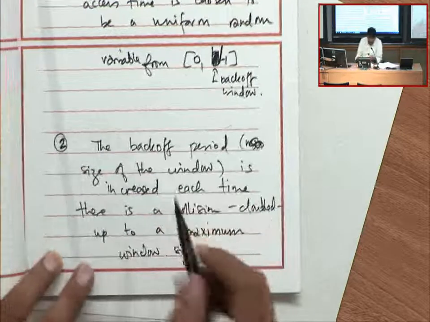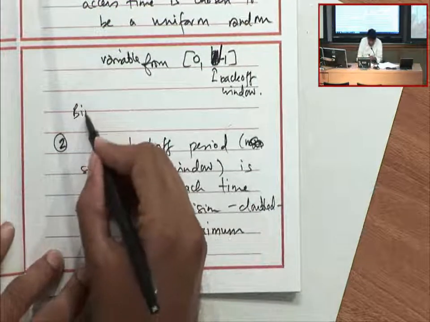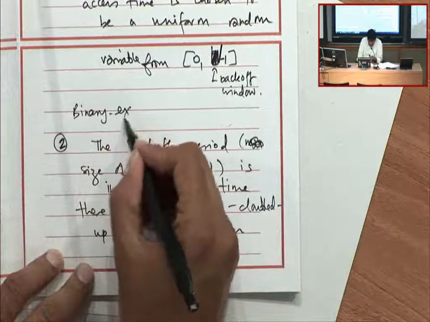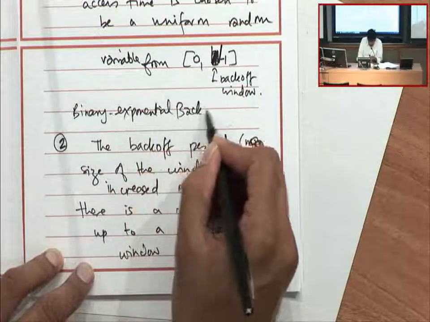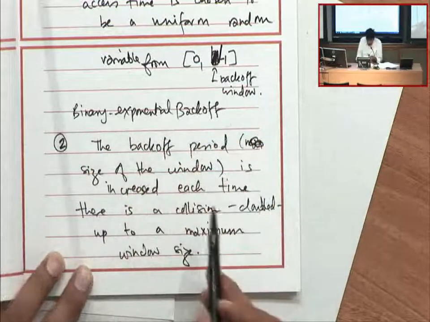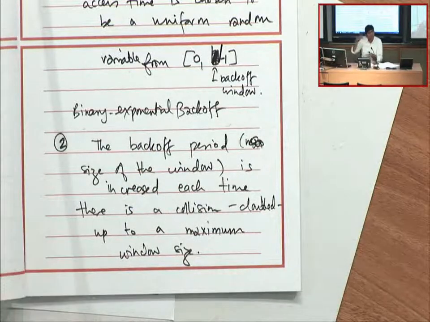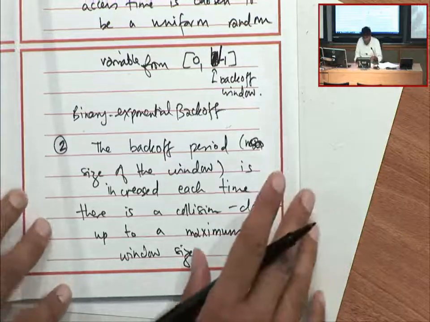So the second part of it is sometimes called binary exponential back-off. Binary exponential because you're doubling each time. You're exponentially increasing the size of this window each time that there's a collision.